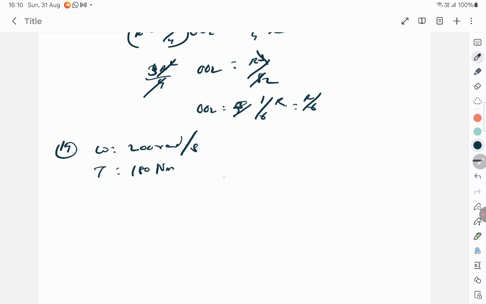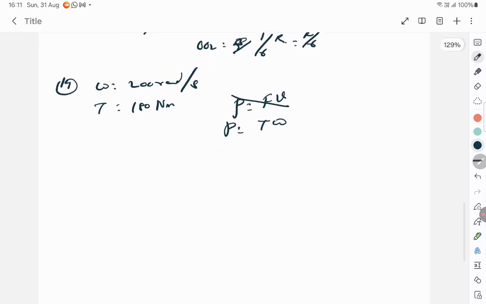You should know what power's formula is. Power is generally force into velocity, but in rotational motion it will be torque into omega. So this gets changed, and torque is 180 and omega is 200. You just simply multiply it, you get 36,000 watts or 36 kilowatts to be the power here.